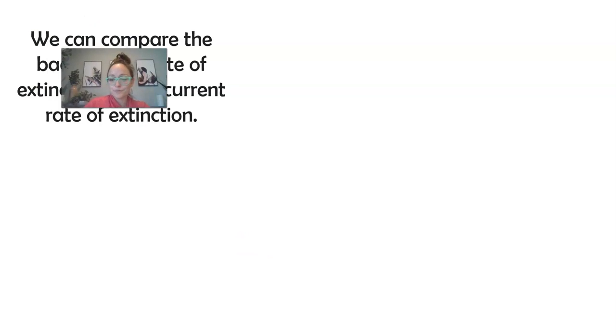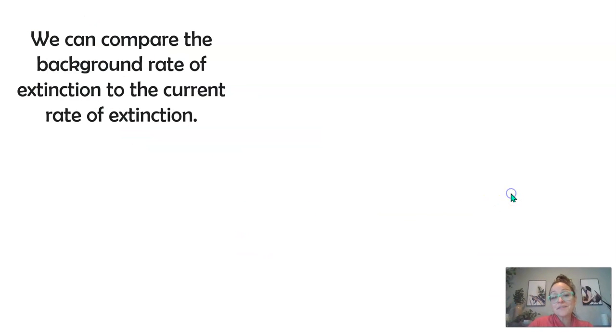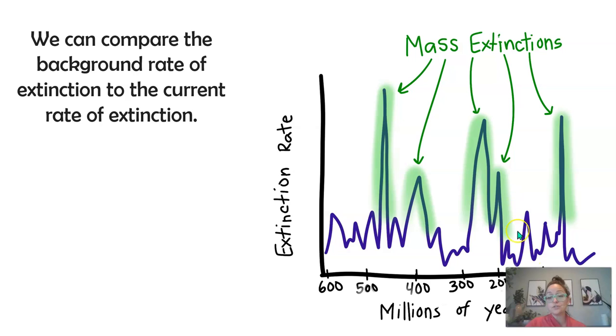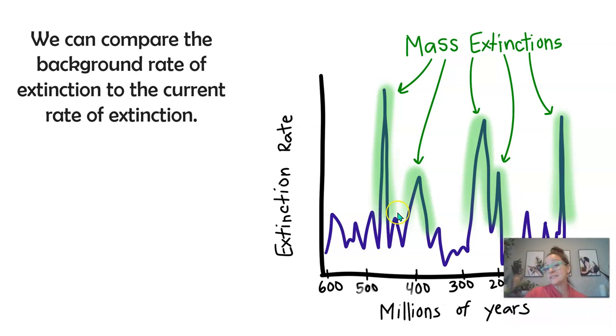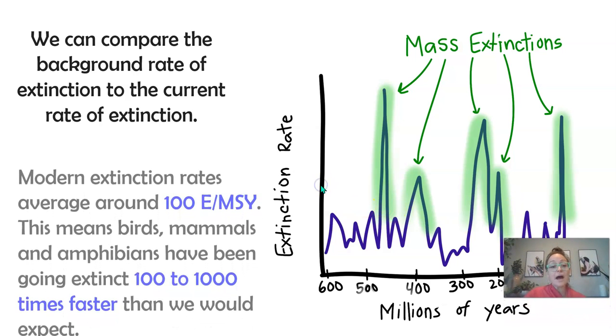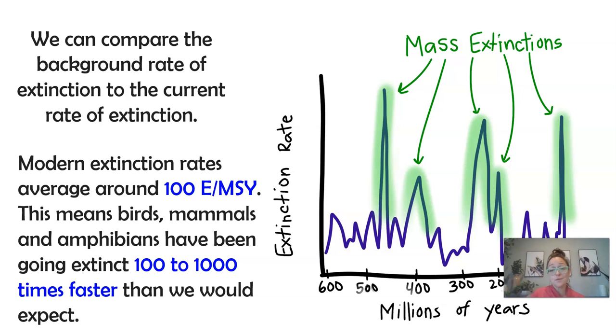Now, let's move my face. So we can compare that background rate of extinction to present day, for example. Our current rate of extinction is 100 extinctions per million species per year. So we are losing our biodiversity 100 to 1,000 times faster than we would expect. Scientists say that we are living in the 6th mass extinction here on planet Earth.